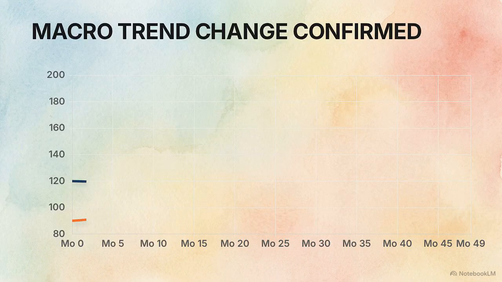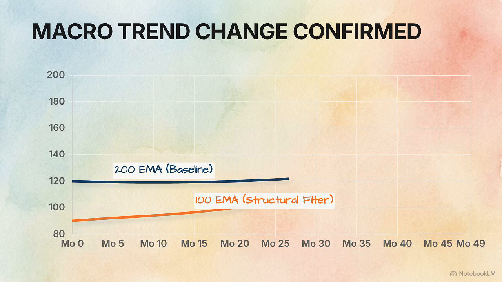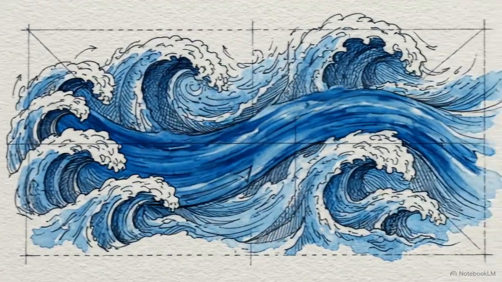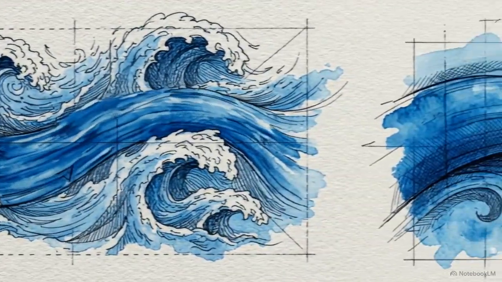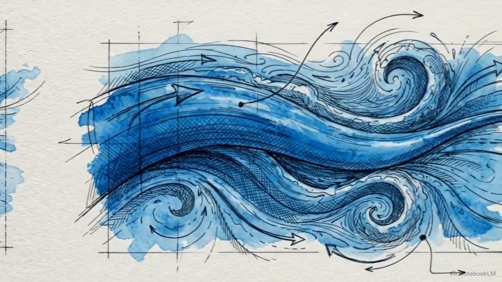We then layer in the 100 period EMA as the secondary structural filter. This line confirms the medium-term institutional sentiment. By tracking the relationship between just these two lines, you can identify a macro trend change months before retail traders recognize the shift. When the 100 crosses and stays above the 200, the baseline regime has completely shifted. Ignoring the 100 and 200 EMAs is the mathematical equivalent of swimming against a riptide. Together, they dictate the dominant institutional flow.